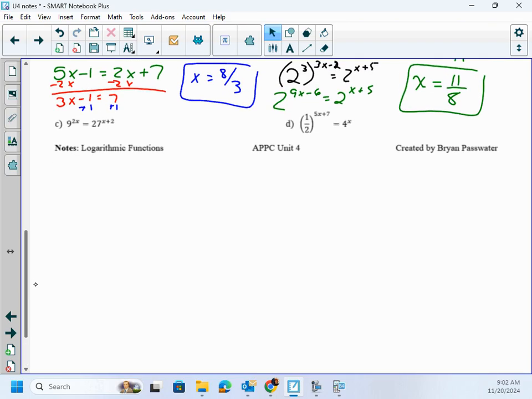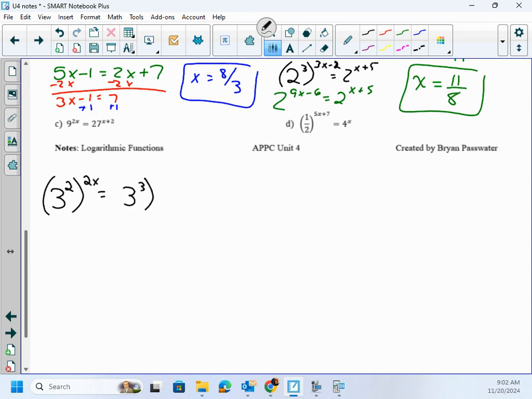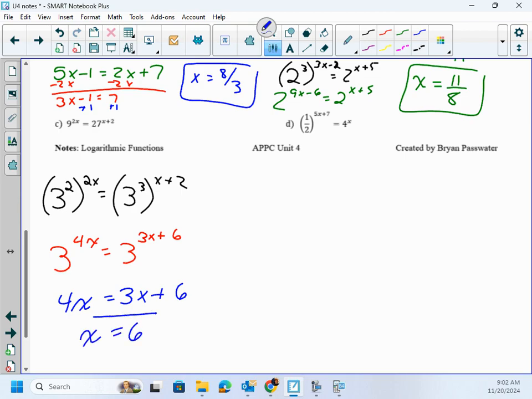Number 9, 9 and 27, neither of those are the same, nor can you make a 9 into a 27, or a 27 into a 9. What I can change is both of them to a base of 3. So 9 is 3 squared to the 2x, and 27 is 3 cubed to the x plus 2. Now they have the same bases, and I can do some multiplication. So this becomes 3 to the 4x, and this becomes 3 to the 3x plus 6. Power to a power, you're multiplying. Bases are the same, so I can set the exponents equal. Well, that was an easy one, so x equals 6.